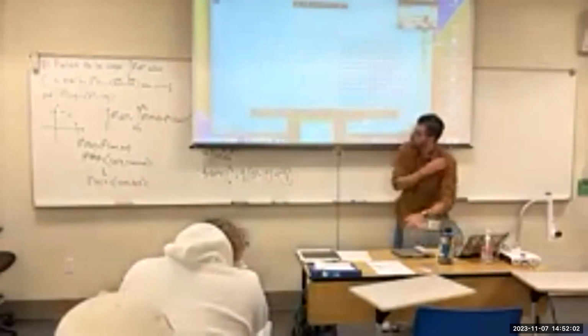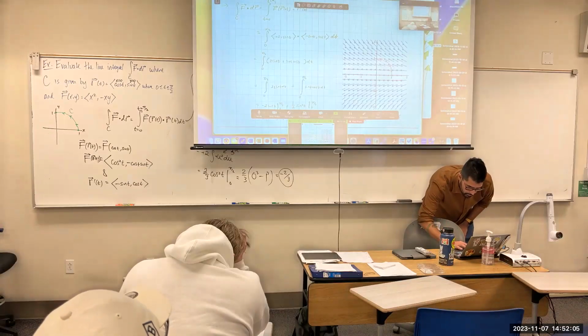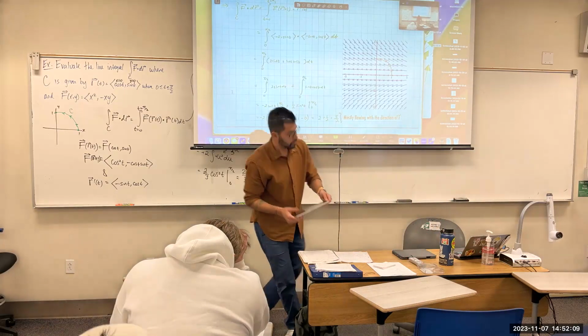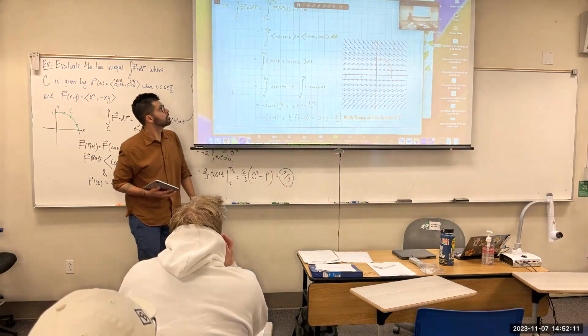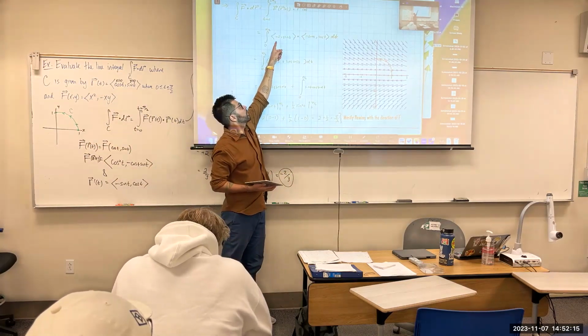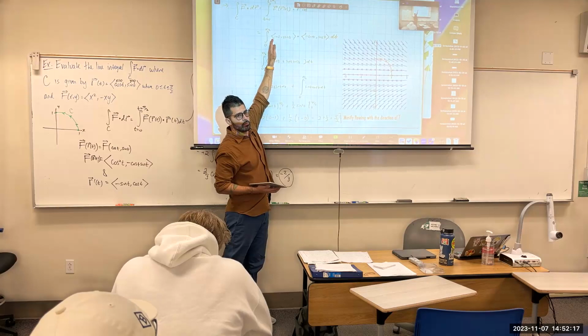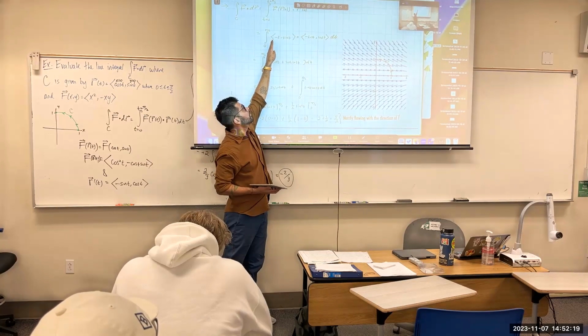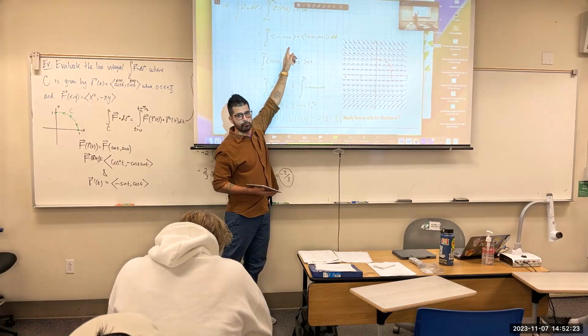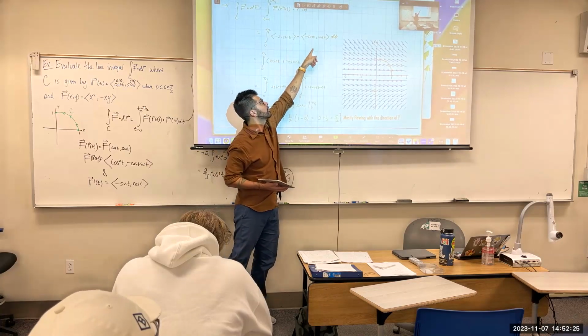All right, guys, you can check your work here. Notice that since the vector field is just negative 2y, the x component stays negative 2, but the y becomes a y function, which is the same. And the r prime is the same r prime as this.